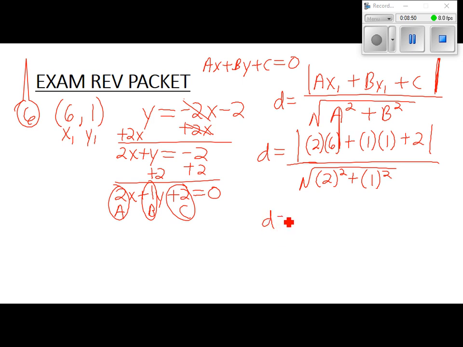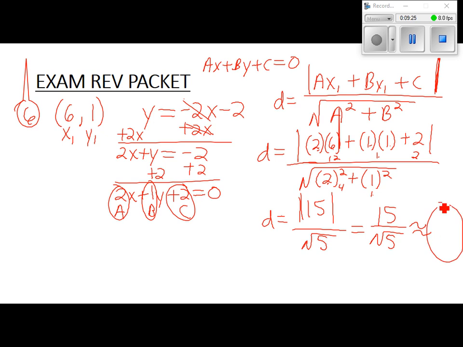On top, we do all that. 2 times 6 is 12. 1 times 1 is 1, plus 2, 12 plus 1 is 13, plus 2 is 15. So we have the absolute value of 15 over here. 2 squared is 4. 1 squared is 1, 4 plus 1 is 5, so we have the square root of 5. We end up with 15 over the square root of 5. Grab your calculator and punch that in, 15 over the square root of 5, and it will give you the answer. Just round it off to the nearest tenth or something, and it should give you the answer there.